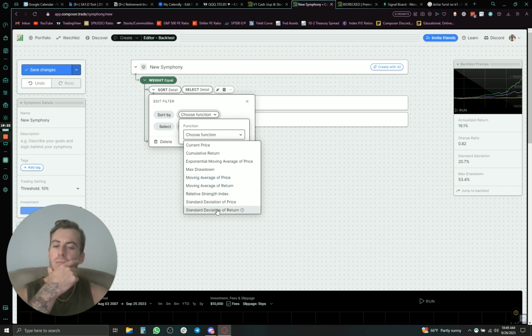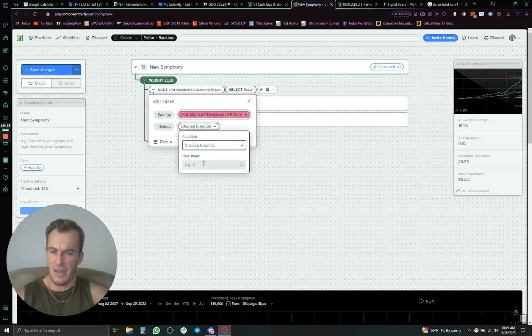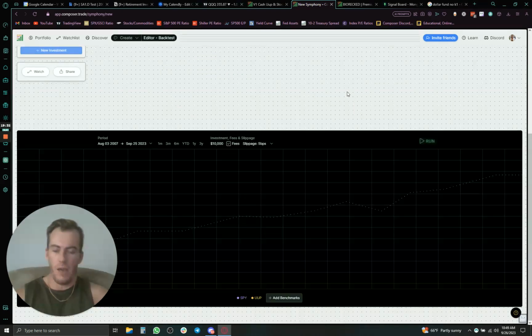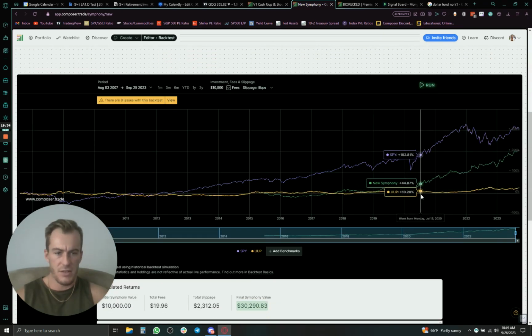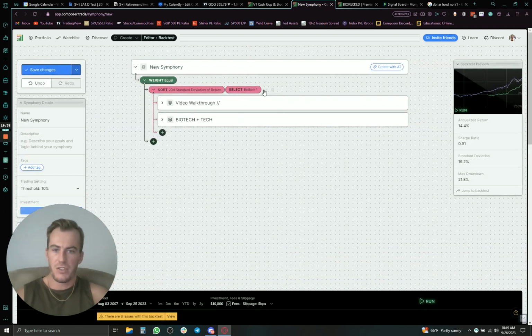Now, let's do bottom standard deviation. See what happens with this. This might not perform well because we're capturing the lowest volatility, but we'll see. Yeah, that's not a good sort function for that. But let's try.